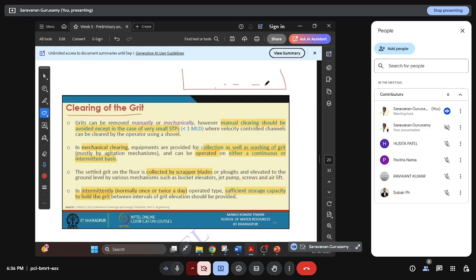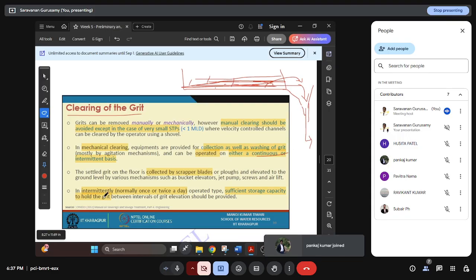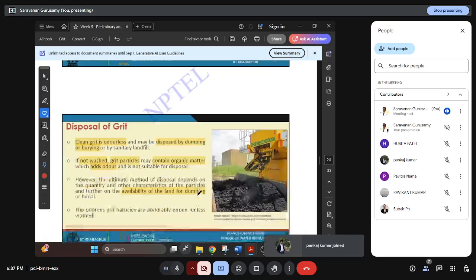All the particles are settled, so it will have a settlement here. So these particles need to be taken out manually or mechanically. If it is less than a 1 MLD plant, you can do manual cleaning. If it is a bigger plant, you can use mechanical cleaning, continuous or intermittent. Continuous always has a rack that moves on a chain. So that rack will drag all the grit to the end, and it will have a hopper here. So that will collect the grit. Okay, that's one of the types. And then intermittent, sometimes it will store and take out based on the capacity.